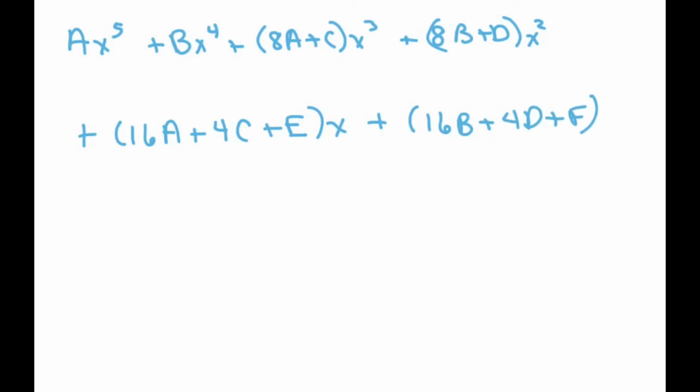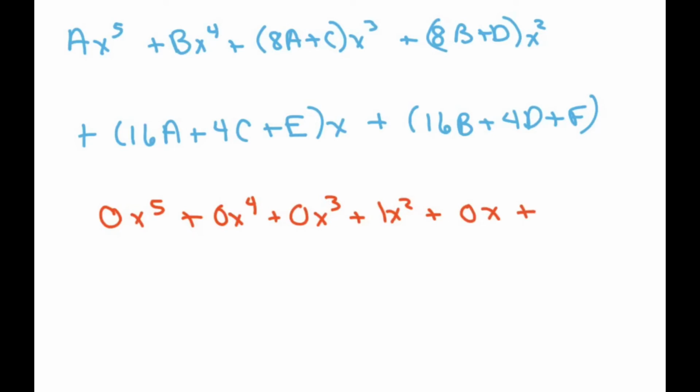Now, on the right side of the equation, we had x squared. So if you write it out, that means you have a 0x to the 5th plus 0x to the 4th plus 0x cubed plus 1x squared plus 0x plus 0 times the constant, so it's just plus 0. So basically we're going to match coefficients: the x to the 5th is 0, x to the 4th is 0, x cubed is 0, x squared is 1, then we have 0 and 0.